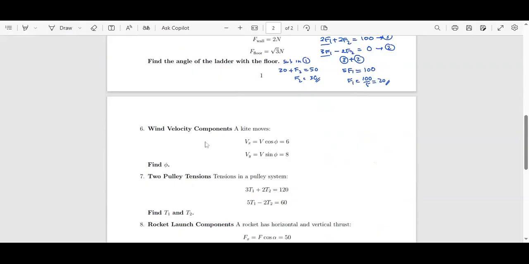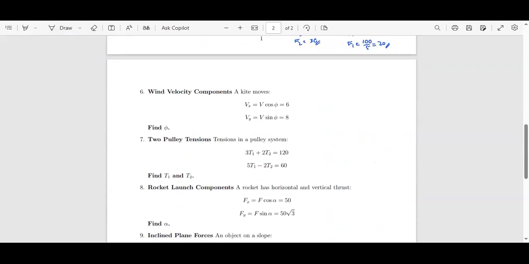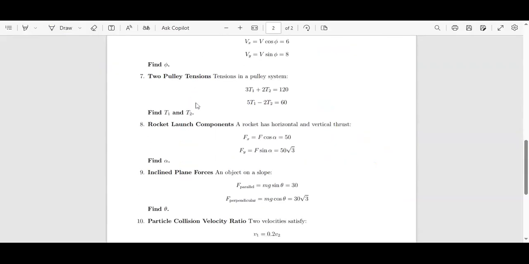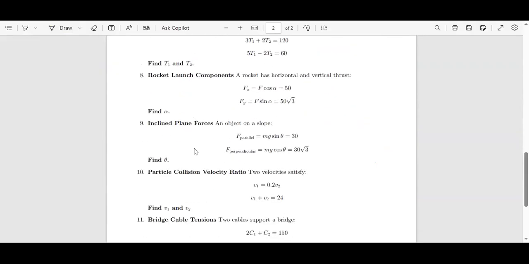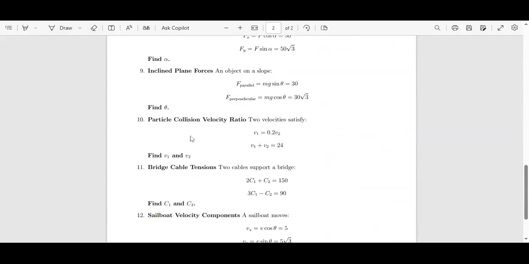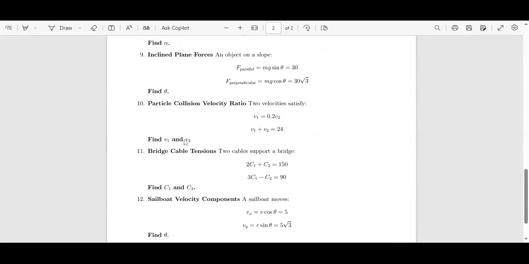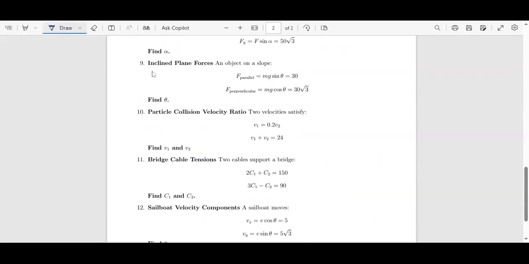So you can do the sixth question similar to this. The eighth one is similar to this. The ninth one, of course. The 10th one, we'll do now. The 10th one is also just like a simultaneous equation, just like the ones we solved earlier. But you can see here we already have a direct relationship between V1 and V2.